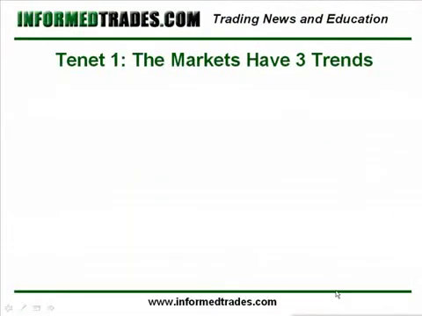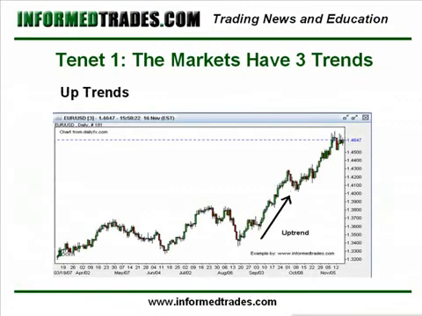The first tenet of Dow Theory is that the markets have three trends. The first type of trend that Dow defined is what's known as an uptrend. You can see an example of an uptrend there: a time when successive rallies in the security price close at levels higher than those achieved in previous rallies, and lows occur at levels higher than previous lows. That is how Dow defined it.